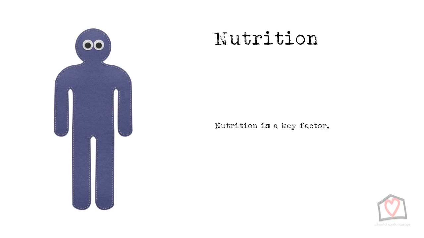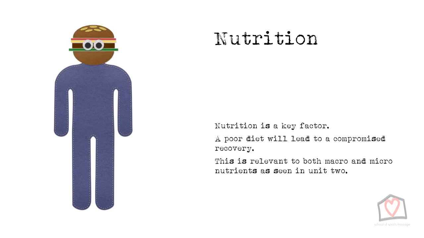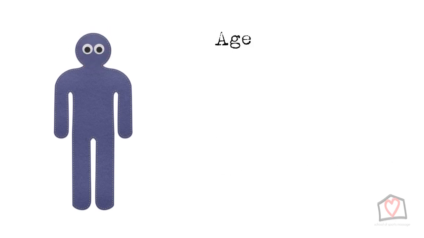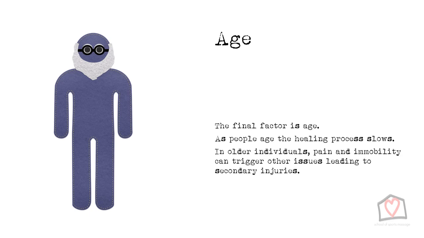Nutrition is a key factor. If someone has a poor diet, then their rate of recovery will be compromised. This is relevant to both macro and micronutrients, as you saw in Unit 2. This means that people with eating disorders will often heal slower. The final factor, and one that you cannot impact, is someone's age. As people age, the healing process does in fact slow, meaning that for the same injury, more time will be required. In older individuals, pain and immobility can trigger other issues that have been perhaps festering for a little while, and therefore secondary injuries are common.